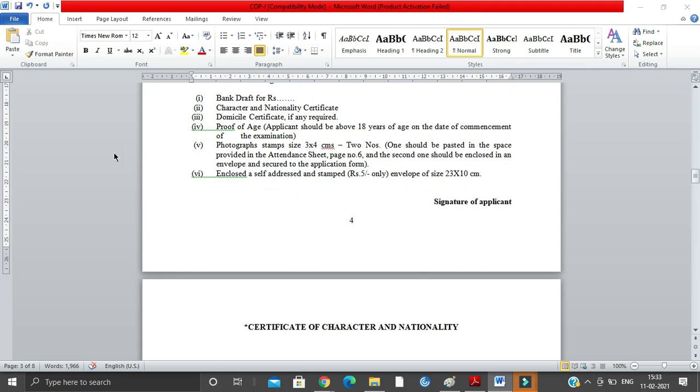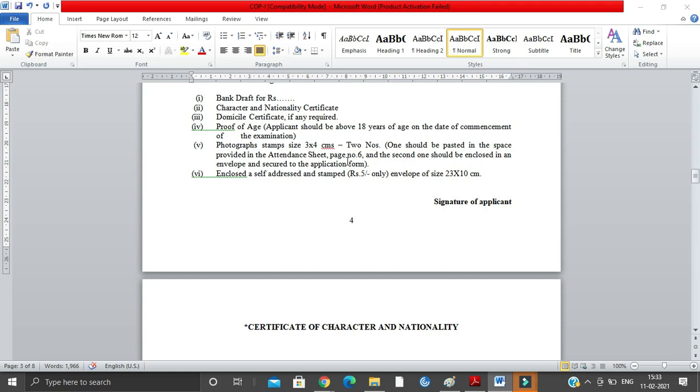One should be pasted in the space provided in the attendance sheet, page number 6, and the second one should be enclosed in an envelope and secured to the application form. So basically, we require two photographs. One will be pasted on the form only, on the attendance sheet on the 6th page, and the other photograph you have to put in a small envelope.